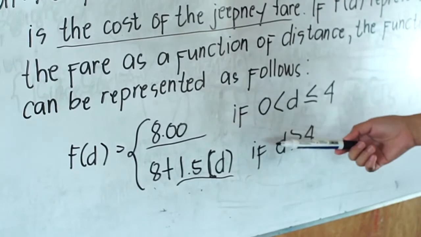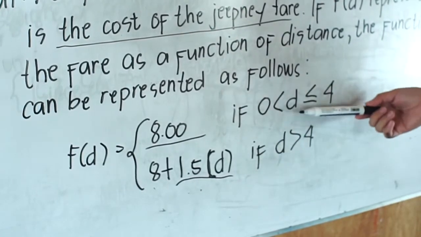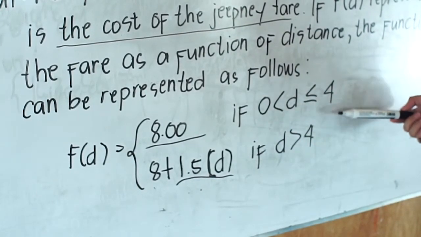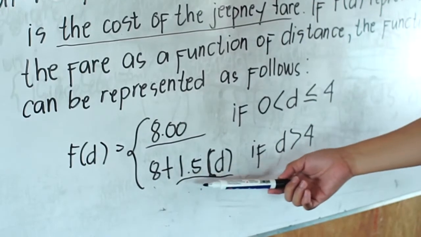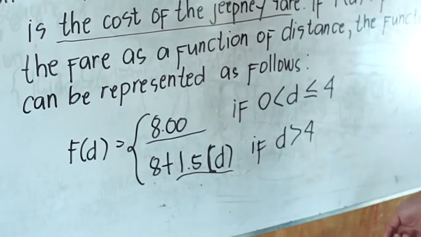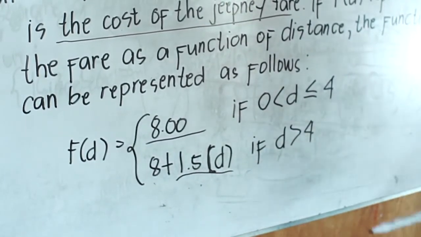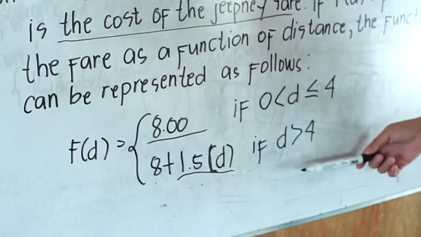So 8 if 0 is less than d and d is less than or equal to 4, and 8 plus 1.5 represents the distance if d is greater than 4.